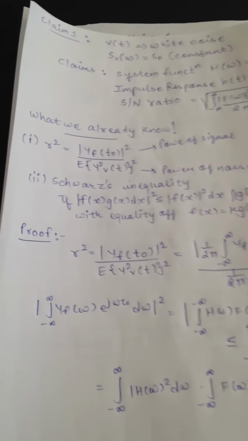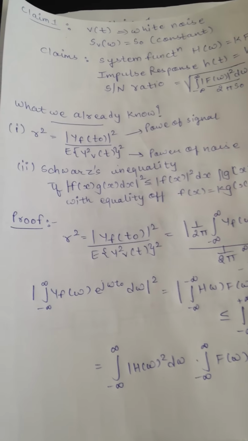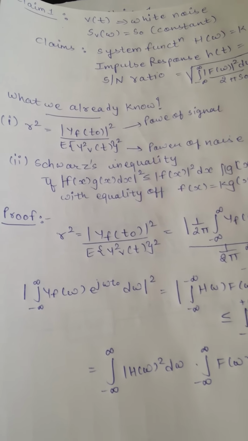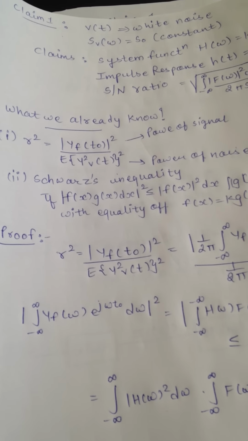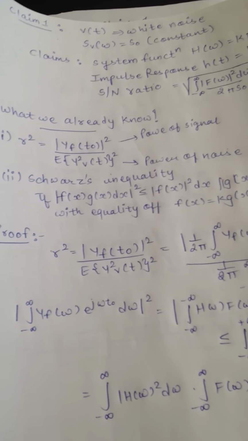Firstly, we should know what we already know. We know the formula of the signal to noise ratio, which is r square equal to y_f of t0 whole square upon expectation of y_v of t whole square.